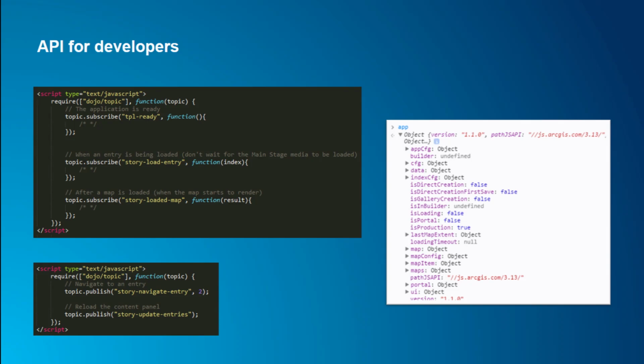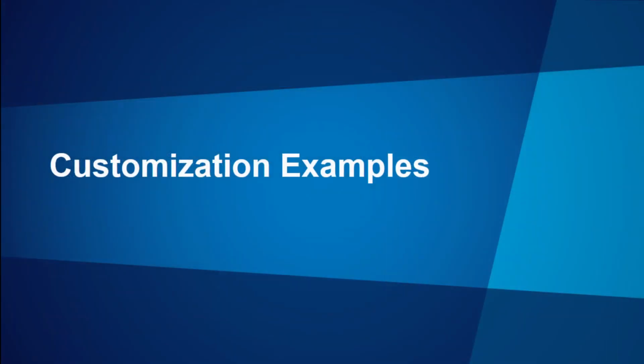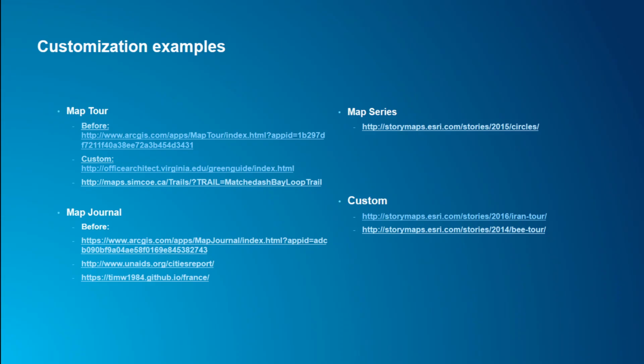And then each app has its own global app object, and there's lots of properties and methods that we tap into while we're developing these applications that you would be able to as well. We use that to retrieve the web map IDs that are used in each application item. There's some UI components that you could tap into to get some more methods out of that as well. So let's take a look at a couple customization examples quickly.